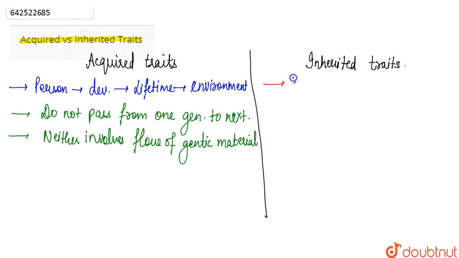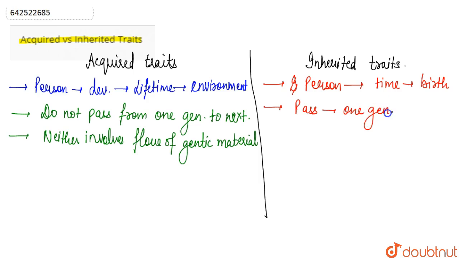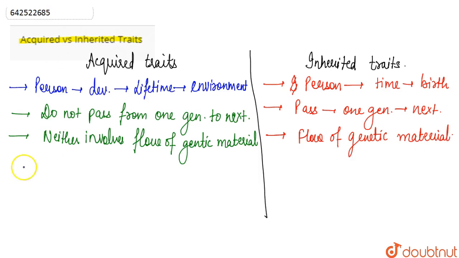On the other hand, if we talk about the inherited traits, these are present in the person since the time of his birth, and they pass on from one generation to the next generation, and they involve the flow of genes or the genetic material from one generation to another.